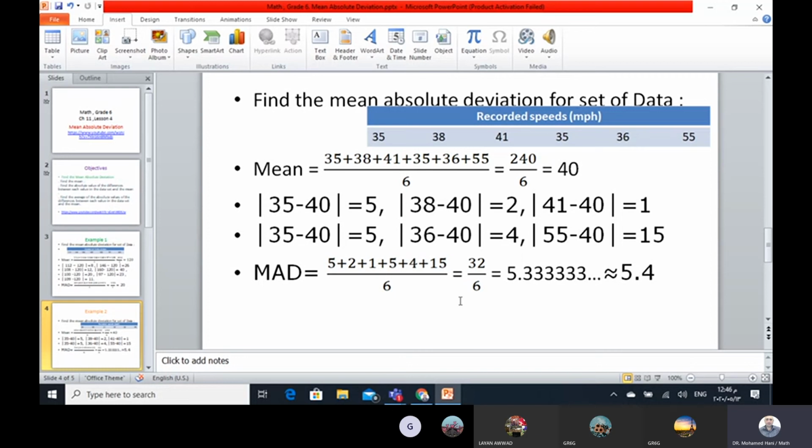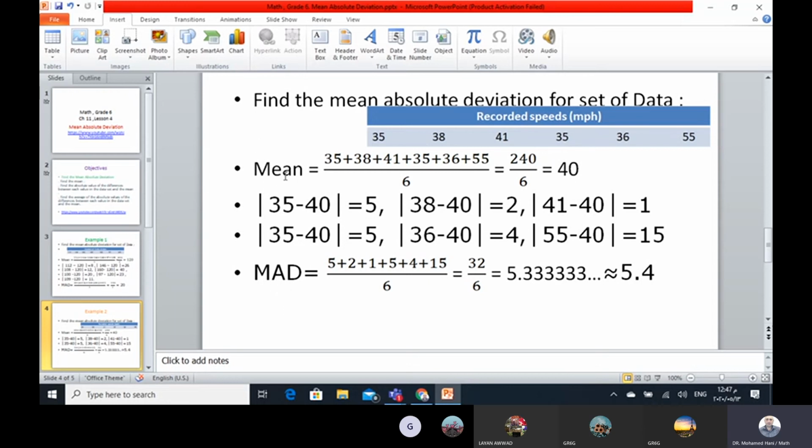So I will repeat this example. We have this table of recorded speeds in meters per hour. We have 6 speeds here, 35, 38, 41, 35, 36, 55, and we want to find the mean absolute deviation. Very important to remember, when you want to find the mean absolute deviation, you should follow 3 steps. The first one, find the mean, then find the difference between each value and the mean, then find MAD.